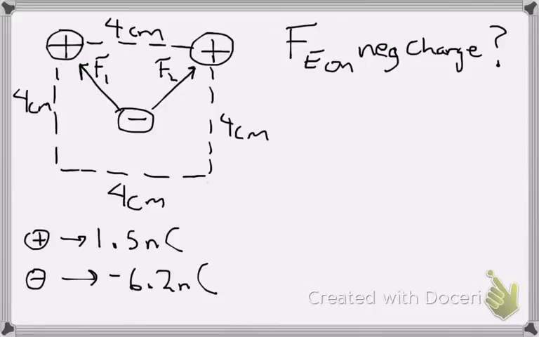So the one on the upper right is 1.5 nanocoulombs. The one on the upper left is also 1.5 nanocoulombs. So they're each the same charge. That's not the total, that's each. And the negative charge is minus 6.2 nanocoulombs.